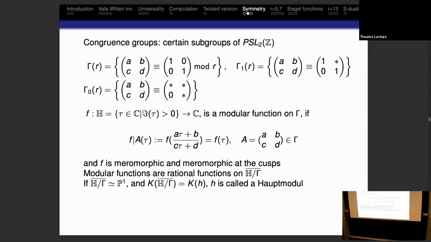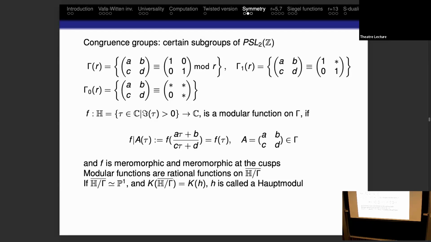So that means that, for one thing, this has a development in powers of q, q to the 1 over r, where there's only finitely many negative powers, and this is also true after transforming it with any element in SL2Z. And so modular functions actually turn out to be, if we look at the modular curve, which is H, the upper half plane, divided by this group, this will be a curve which parameterizes elliptic curves with certain properties.